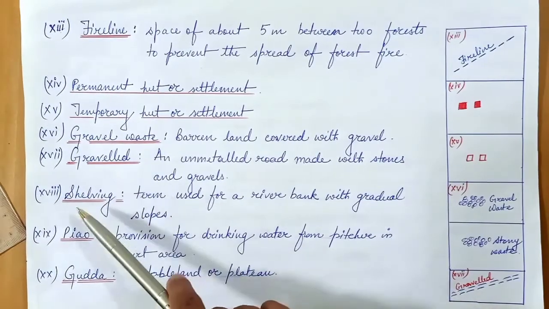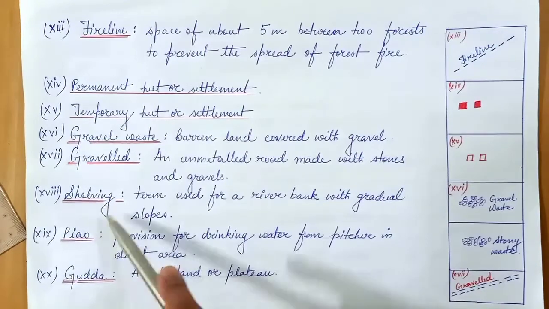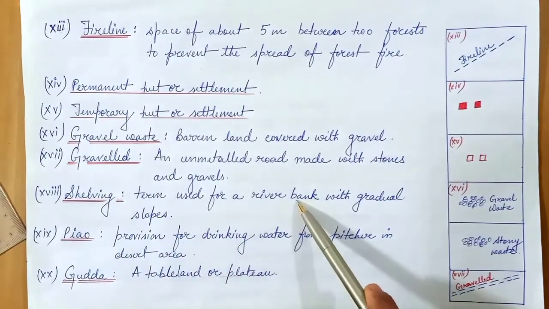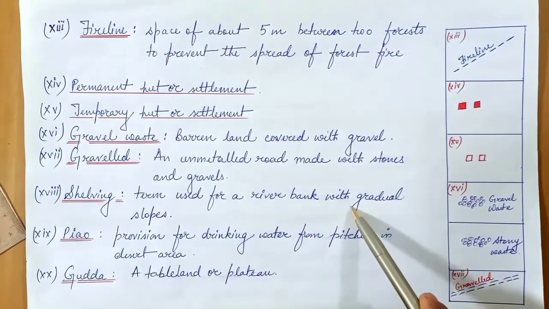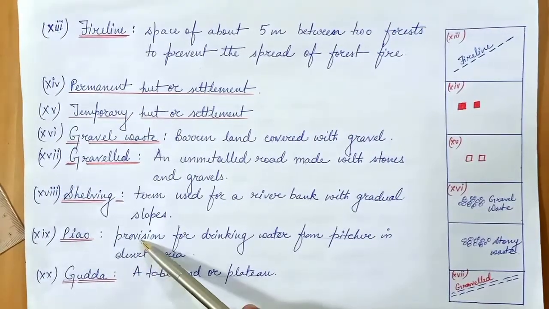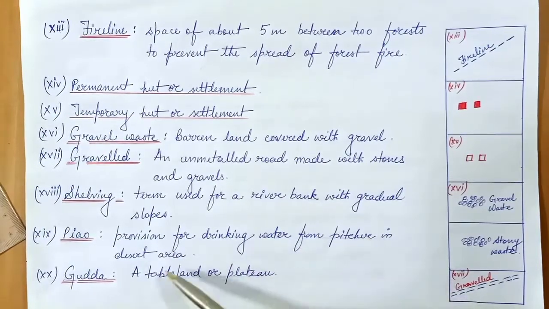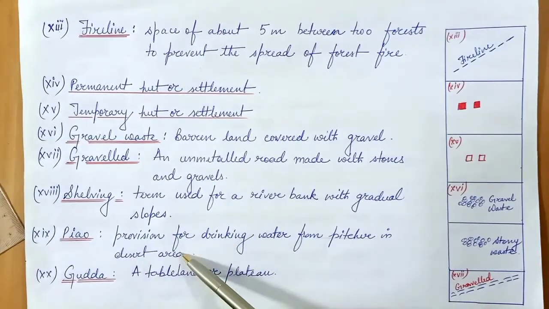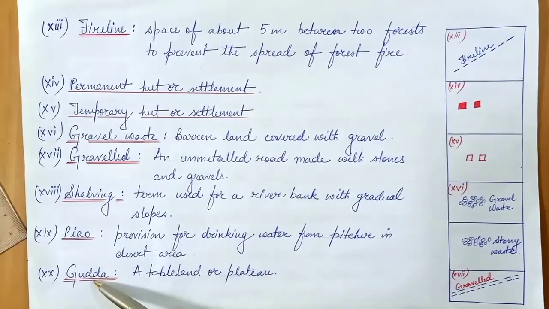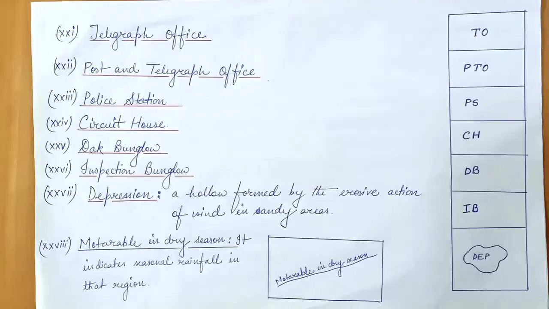Apart from this, there are terms you need to know, like shelving. It is a term used for a river bank which has gradual slopes. Piao is a word used for the provision for drinking water from the pitcher which is arranged in a desert area, and even you will find words like gudda. Gudda means a tableland or a plateau.